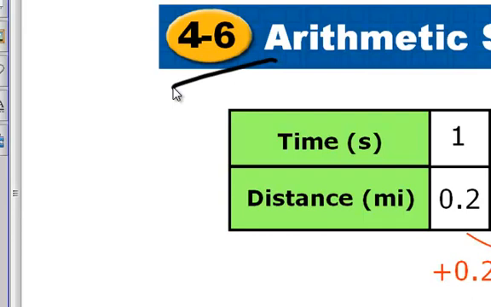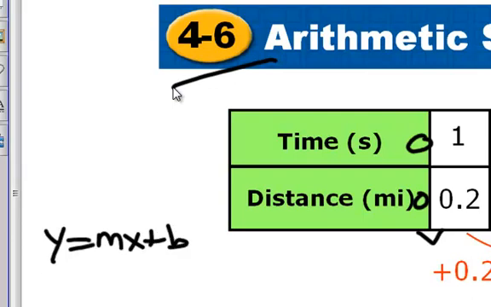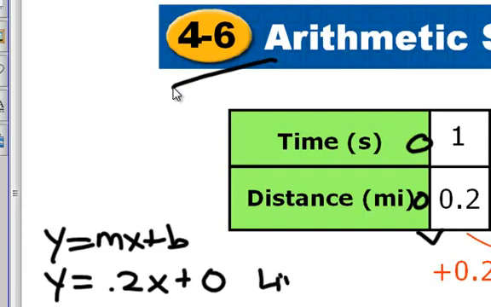If you were to look at this table right here, how you would probably write it is you would go back to the 0 and say that 0 gives me 0 because my common difference is 0.2. So y equaling mx plus b is y equaling 0.2x plus 0, or just 0.2x. So that's your linear equation.